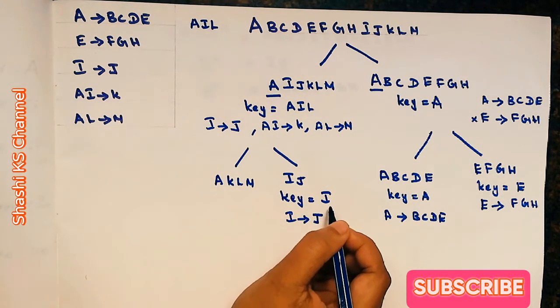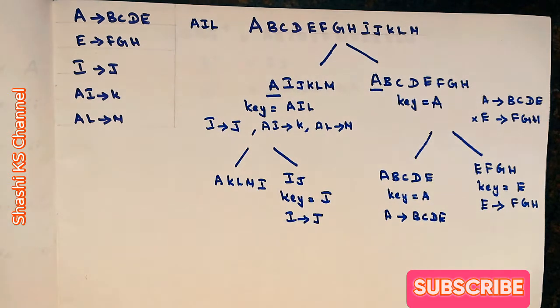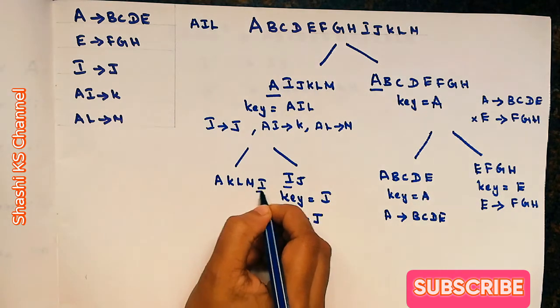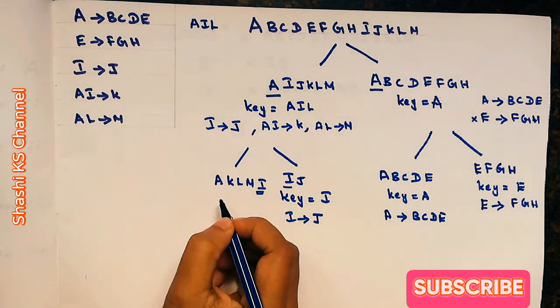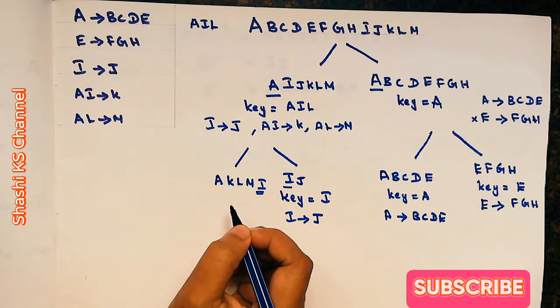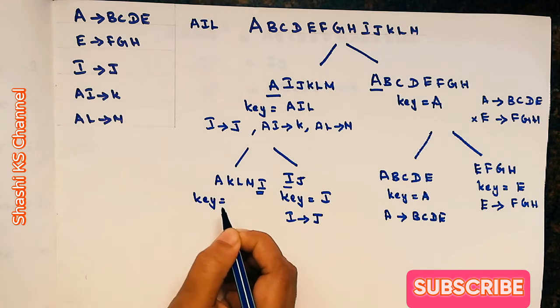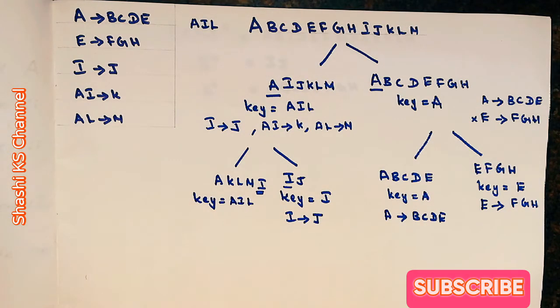Since I is the key in this relation, I has to be included in the other relation also. Because I is the primary key in this relation, and that will act as the foreign key in the other relation. Now what is the key for this relation? A, K, L, M, I. The key is, since we have AIL, obviously AIL has to be the key, because it cannot be derived by any functional dependency on the right hand side.